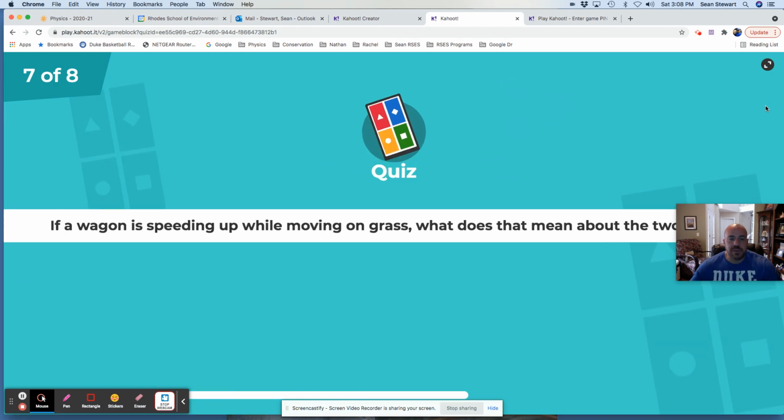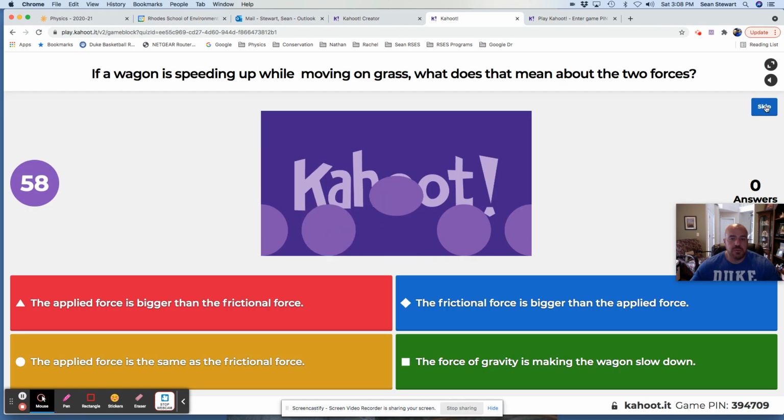Opposite, if a wagon is speeding up while moving on the grass, what's that tell us about the forces? Go ahead and press pause. Well, again, friction wants to slow us down, but this time the wagon is speeding up. So that means the applied force, the pulling force, is bigger than friction. So this time it's red.